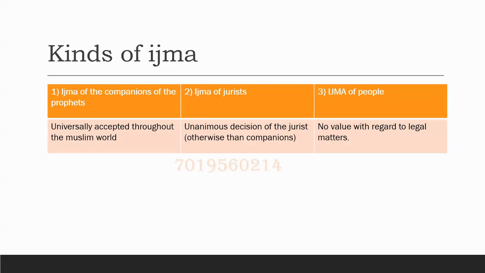Ijma of people has no value. People will say a lot, which will definitely have no value. So people giving opinion will not have value. Though it relates to Islam, it will not have value. The three are: ijma of the companions of the Prophet, ijma of the jurists, and ijma of people. And when the Quran and traditions cannot supply any rule of law for a new problem, then the jurist's opinion will be given importance, and the jurist in the law is called a mujtahidis.